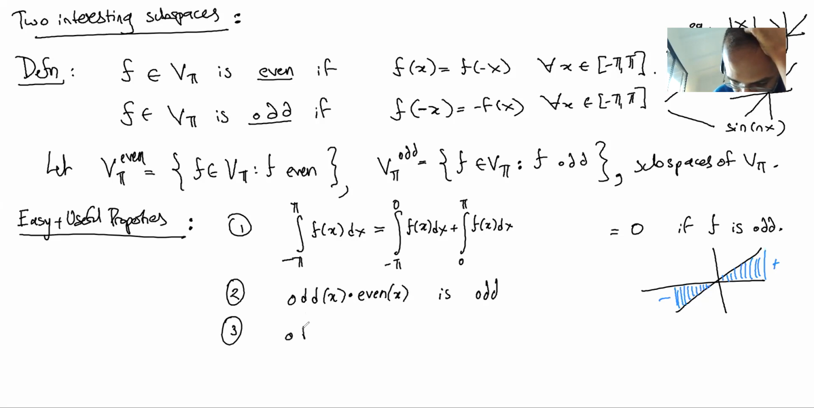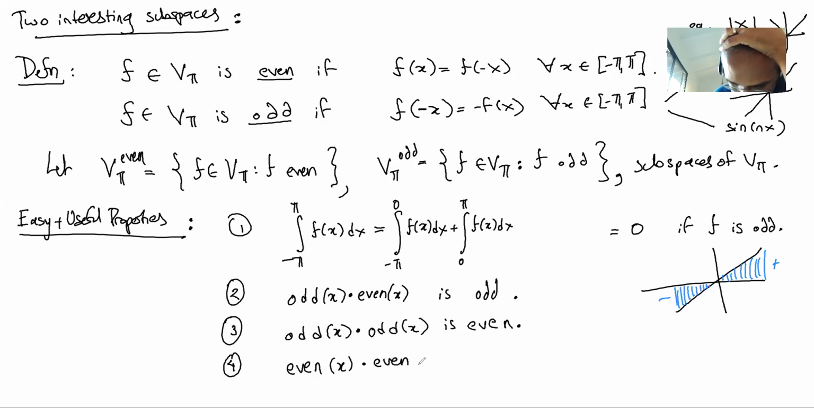Another nice property is if you take the product of two odd functions, what will that be? Well, that's even. This is why they're called odd and even, because they behave like numbers. And then finally, the product of two even functions is also even. Okay, so we're going to use these a lot in calculating inner products in a moment. But any questions about these properties? Important remark, by the way: not all functions are either even or odd, right? Functions could be neither.